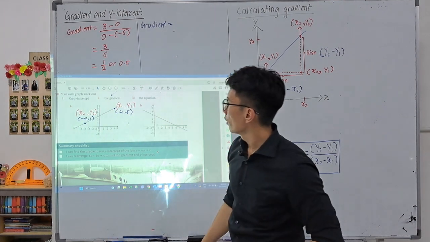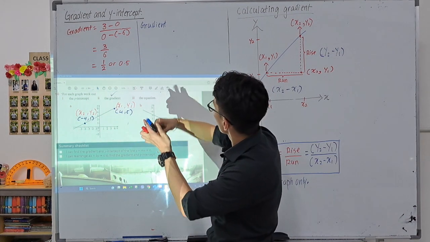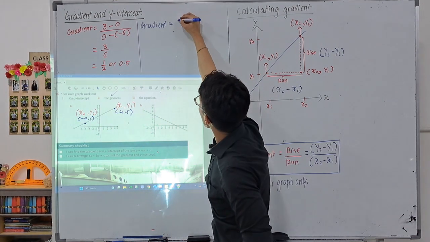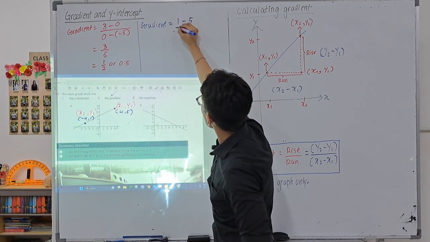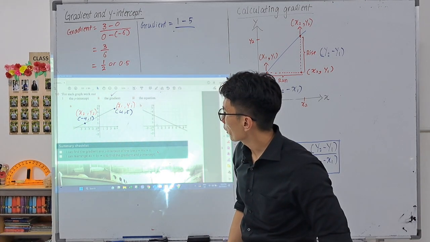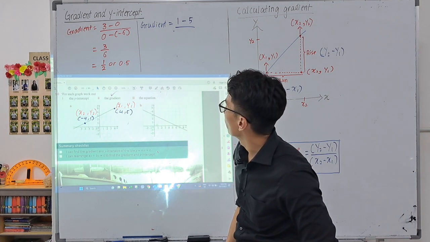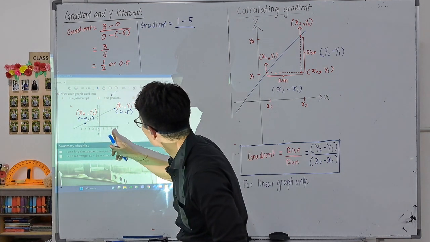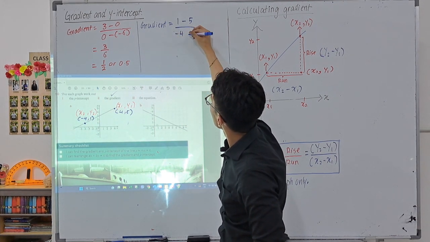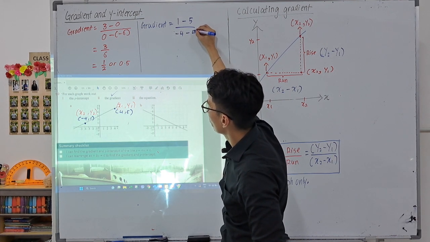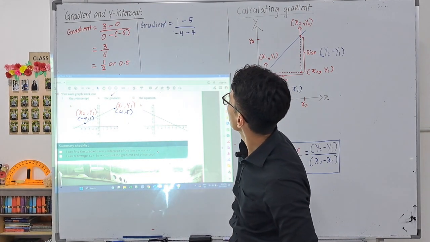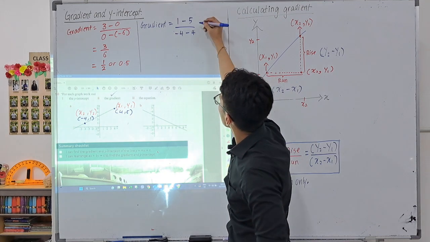So let's work this out. So y2 minus y1. So what do I get? y2 minus y1, 1 minus 5. So it's going to be 1 minus 5. That's okay. x2 minus x1, negative 4 minus 4. Okay? Negative 4 minus 4. So what do I get over here?